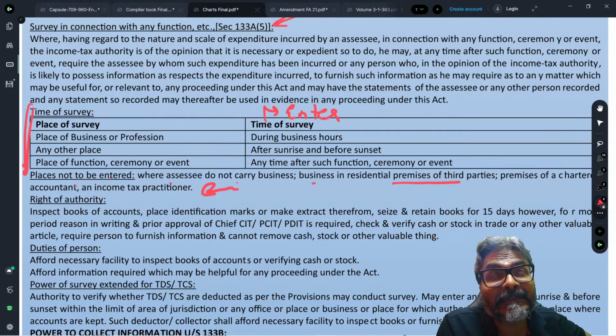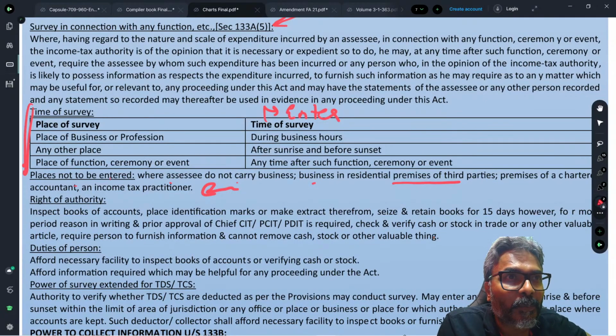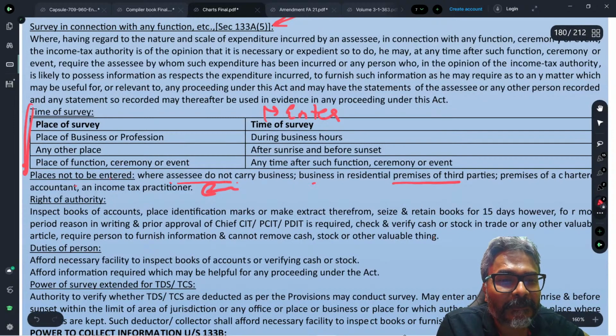This is the only danger which I keep on telling all of you, which many of you are not aware of. This is the biggest danger: if you are doing work from home and you are a professional or have your own business, then the AO is very much empowered to do what? Do the survey under section 133A, because this is a place which can be said to be carrying on the business.